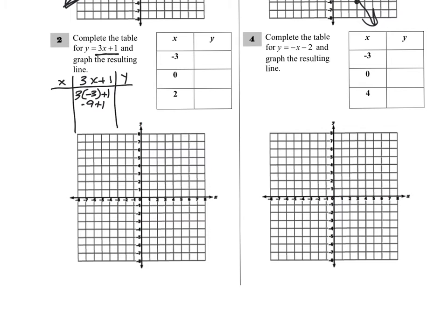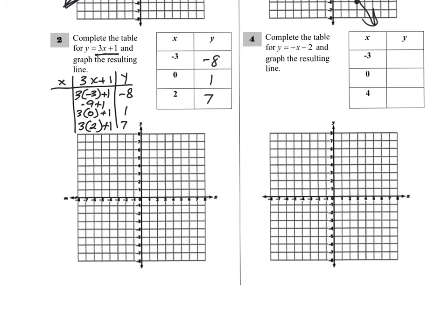And again, I use the same principle. If I'm over here at -9 and I move back 1, that puts me at -8. Then I have +3 times 0 plus 1. 3 times 0 is 0, plus 1 is 1. +3 times 2 plus 1 is 6 plus 1, which is 7. So I end up with -8, 1, and +7.